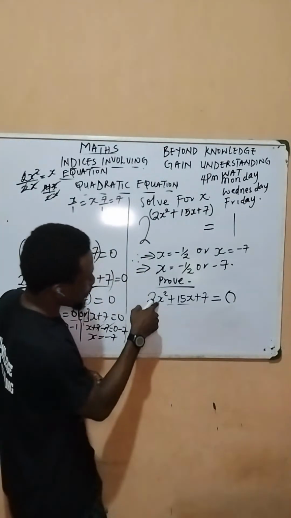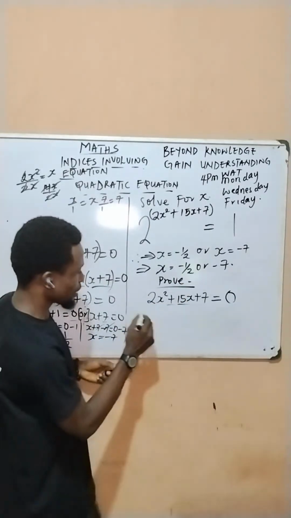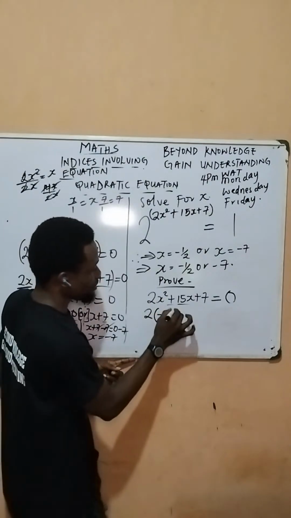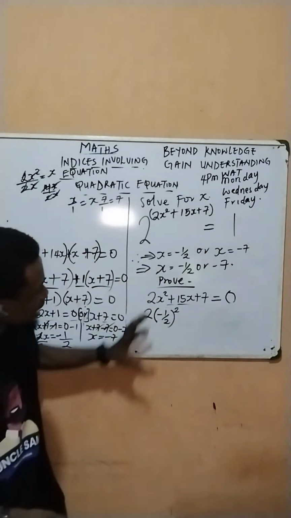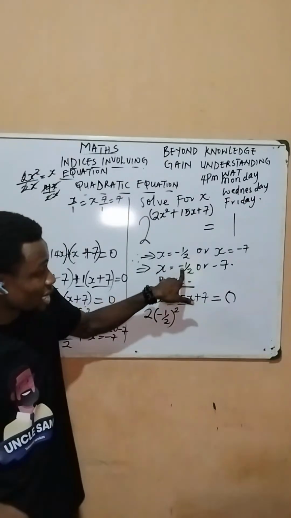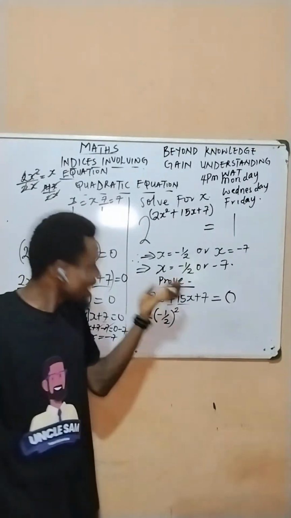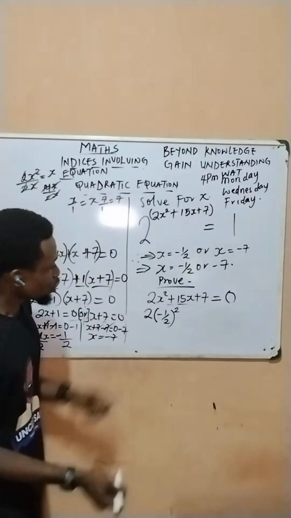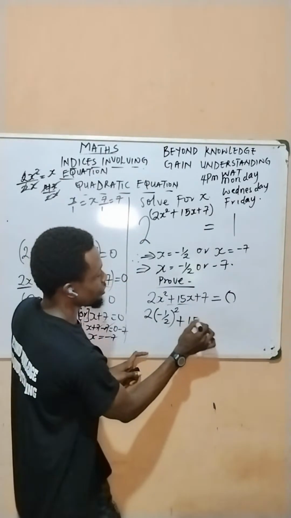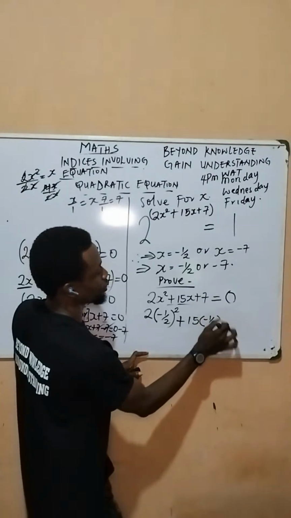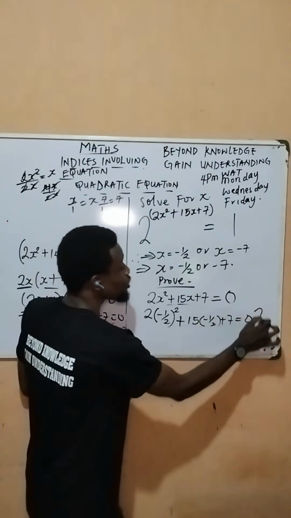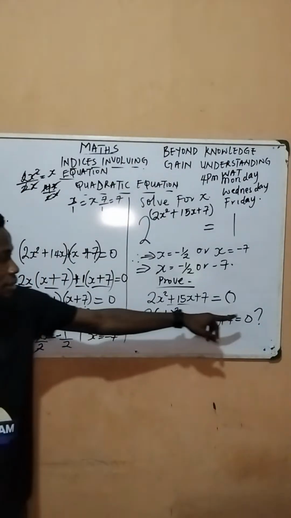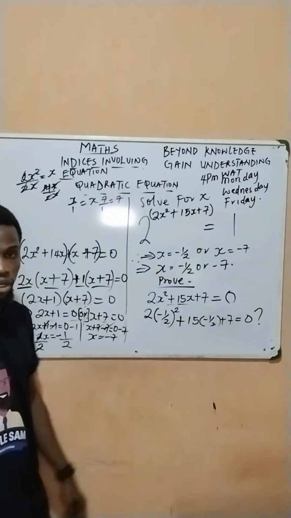So if we replace our x with, let's start with negative 1 over 2. So this becomes 2 open bracket negative 1 over 2, everything squared. So anywhere I see x, I'm replacing it with negative 1 over 2 to test if this result that I got here is actually what it's supposed to be. That's what I'm doing here. So if I do that, plus 15 multiplied by negative 1 over 2 plus 7, is it really equal to 0? Here I'm testing, so I'm using a question mark to denote that.